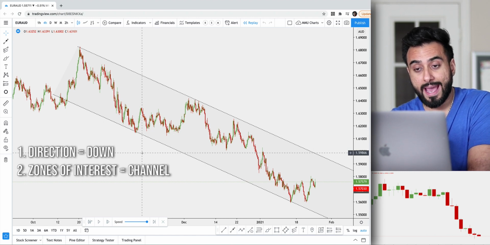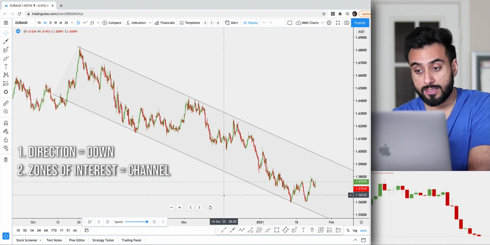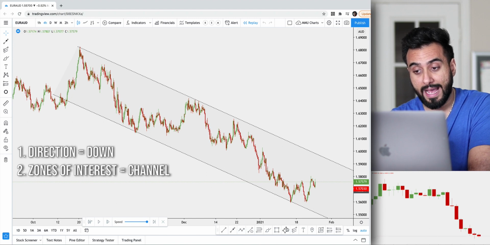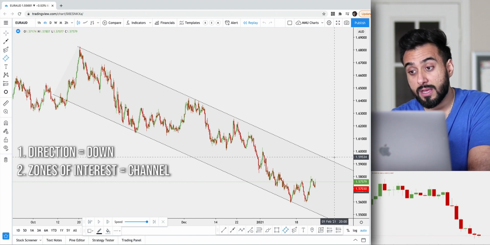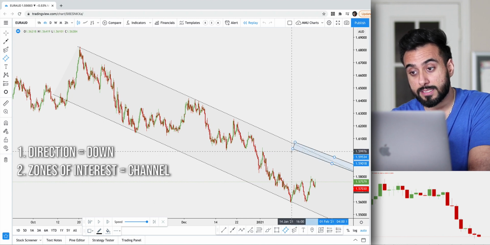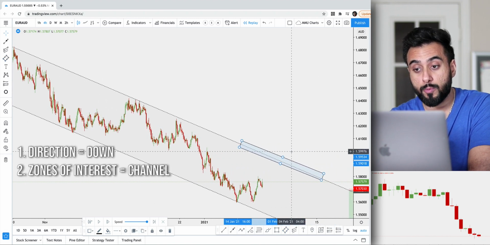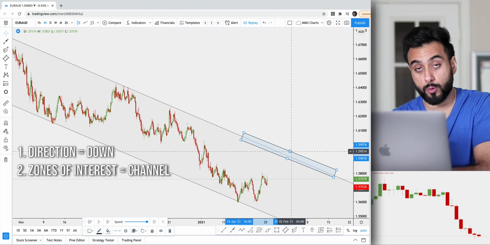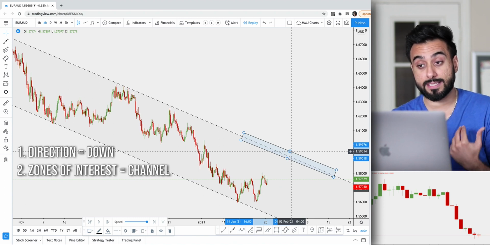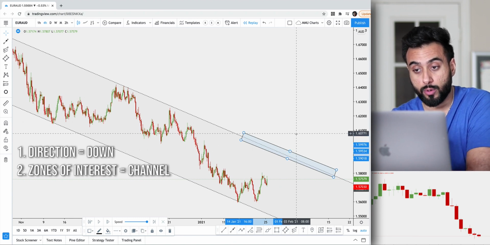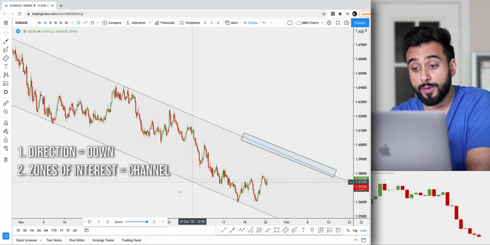So now we need to look at a specific zone of interest, a specific area that the price might react. And what's that zone of interest? That'll be anywhere along the top of the trend line. We would be looking for an area to go short, an area to potentially sell, right? So this would be considered our zone of interest. So what would we do at this point?